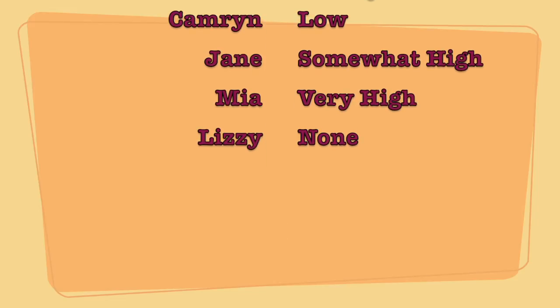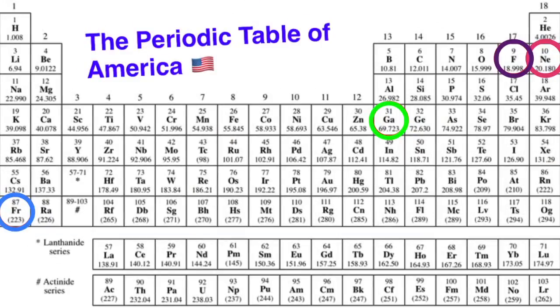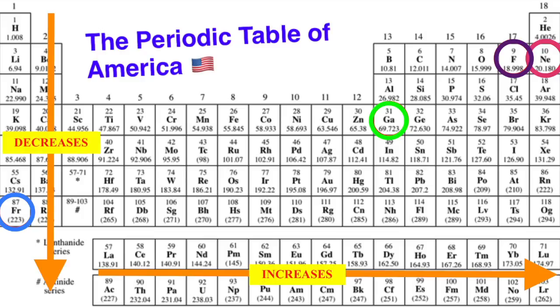Because noble gases are so stable, they have no desire to gain any electrons, meaning that they have an electron affinity of 0. From the information obtained from the interviews, we can conclude that electron affinity increases across the periodic table of America and decreases down groups.